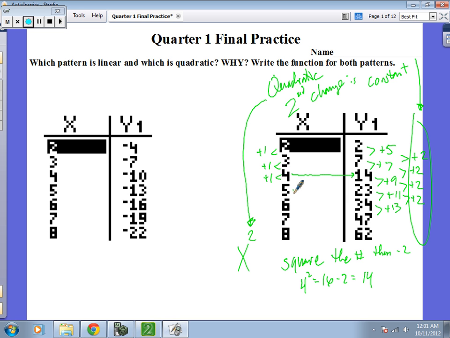So let's try 5. 5 squared is 25. And sure enough, 25 minus 2 gives me my target, 23. One more for good measure. Let's try 6. 6 squared, that's going to give you a 36, and a 36 subtract 2 ends you up at 34. So, pretty sweet. Not too bad.